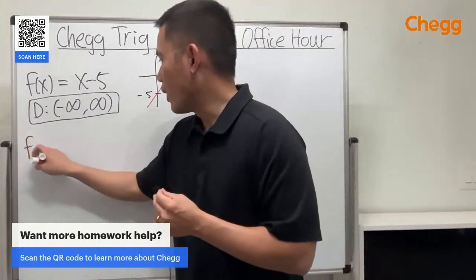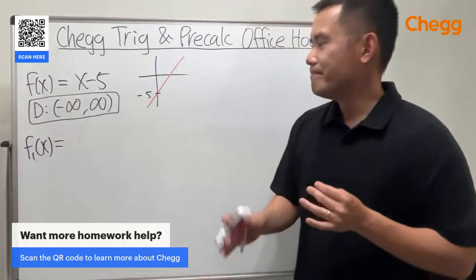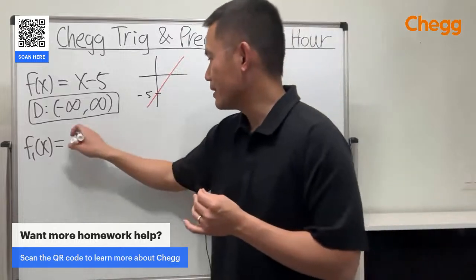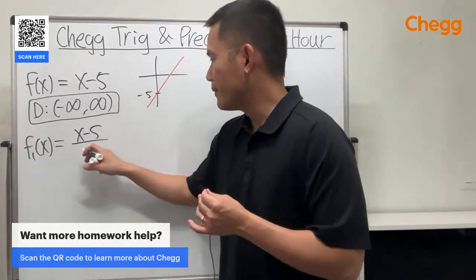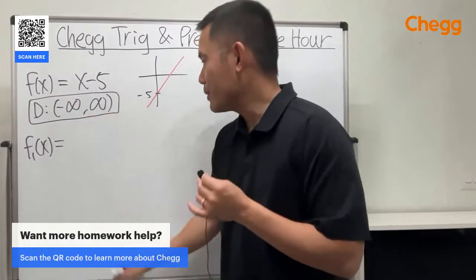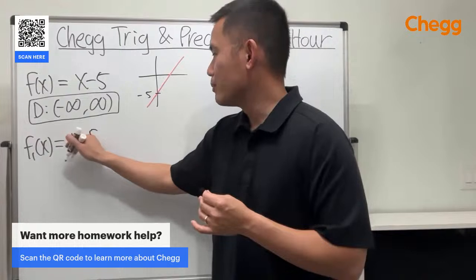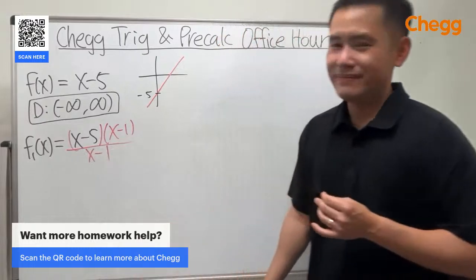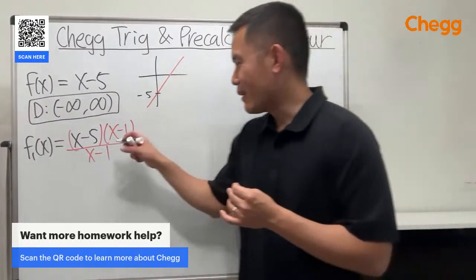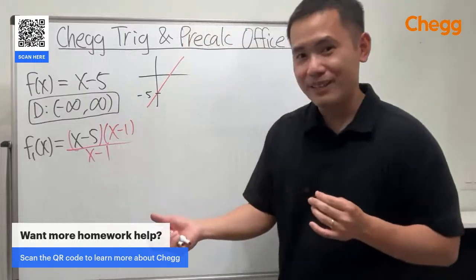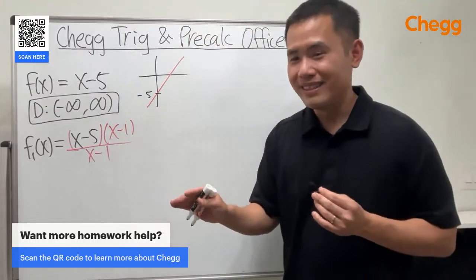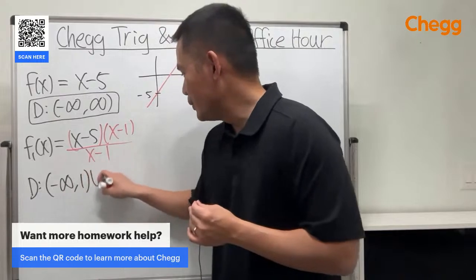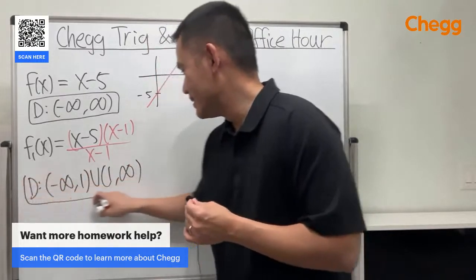Okay. Now check this out. I'm going to say this is like f1 or something. This is my first manipulation or first multiplication of the function. Have a look. x minus 5 over, this is what I'm going to do. All I'm going to do is I won't take away 1. I'm just going to multiply this by x minus 1 and also divide by x minus 1. Now, because we have the x minus 1 on the bottom, x can no longer be 1. So the domain for this right here becomes negative infinity to 1, union 1 to infinity.